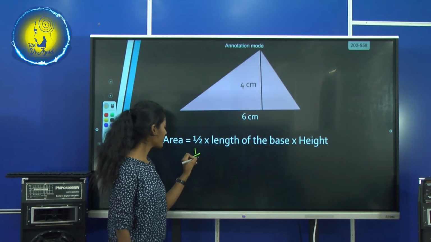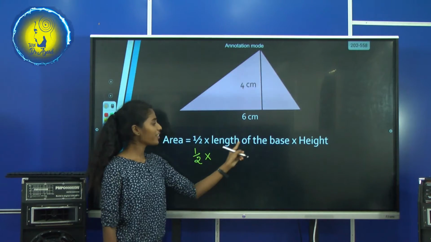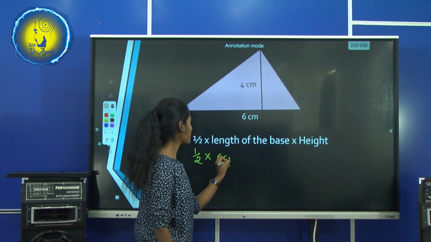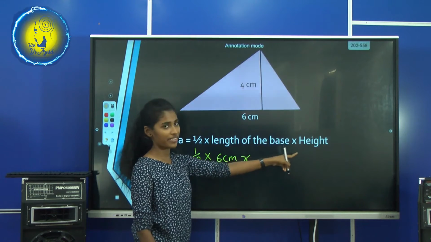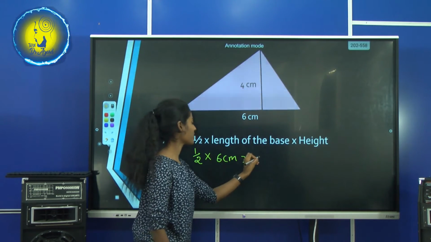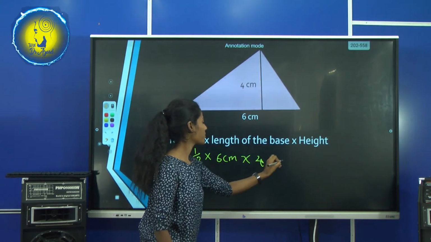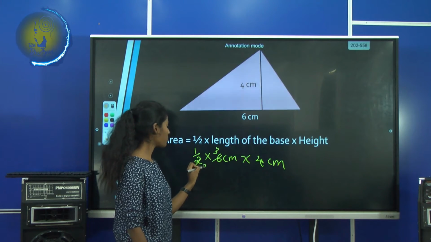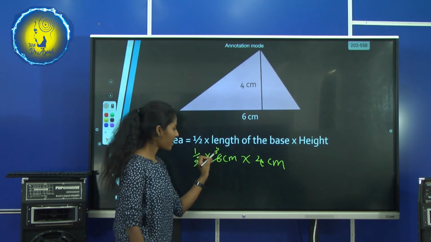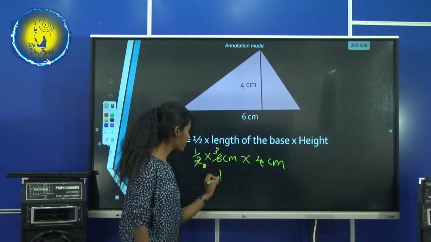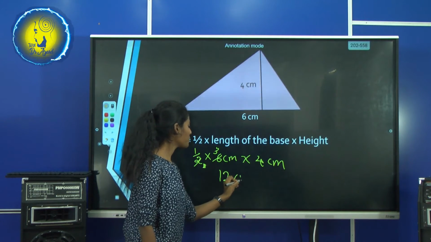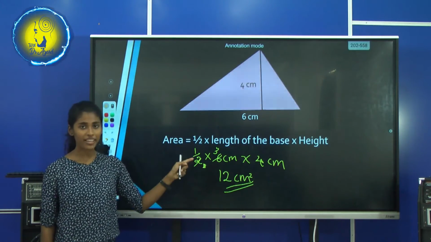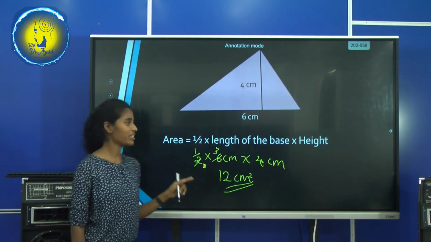Half into length of the base, how much? 6 centimeters. Into height, how much? 4 centimeters. You can cut these two by 2 times. Then the answer is 3 into 4, 12 square centimeters. The area of this triangle is 12 square centimeters.